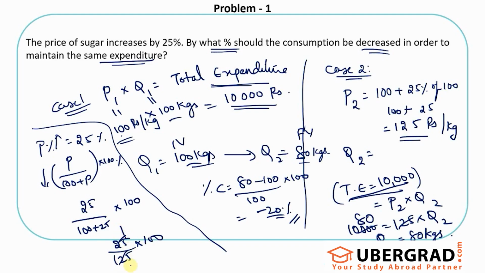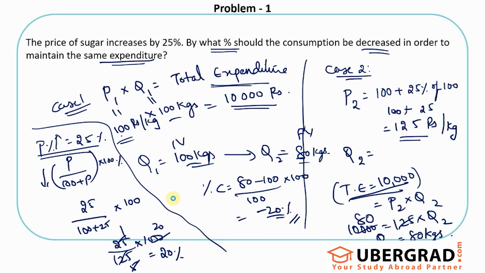So 25 ones are 25, 5s are, that will give me 20%, right? 5 ones are 5, so because one quantity has gone up by 25, the other has to go down by P by 100 plus P into 100, that will give me 20%. Right? This is faster and better in a way if you are confident about the formula and get it.